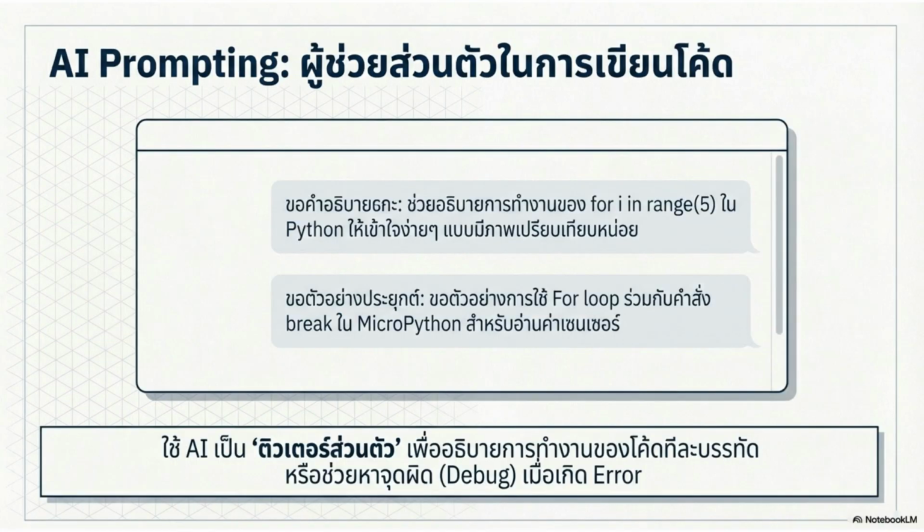AI prompting can assist in coding. Use AI as a "personal tutor" to explain how code works line by line, or to help debug when errors occur. You can ask for explanations or practical examples of using for loop with commands like break in MicroPython.